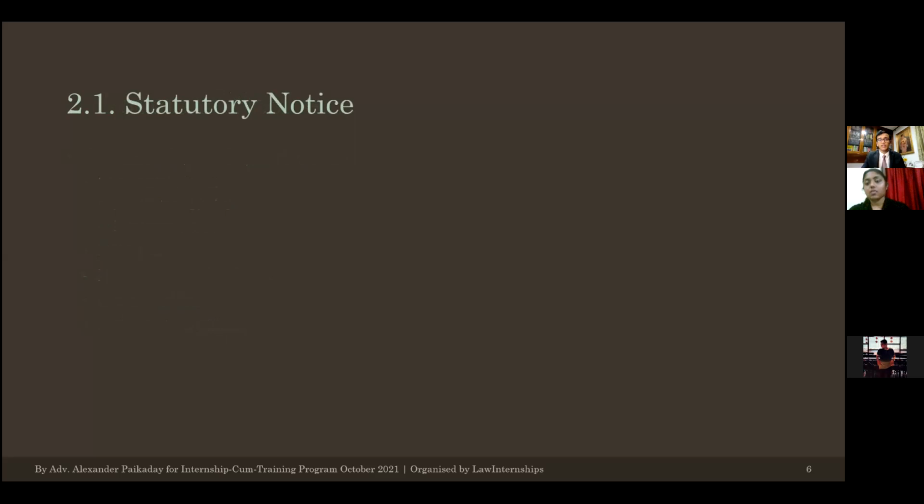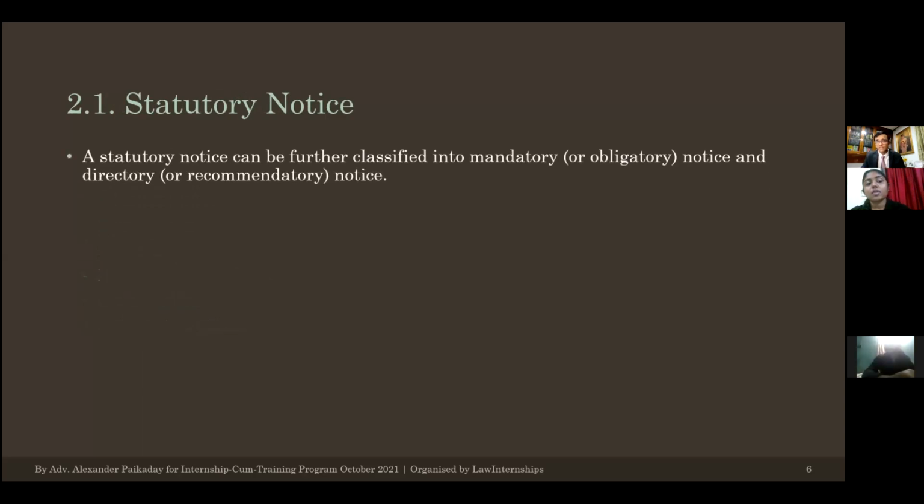Now, what is a statutory notice? A statutory notice is when a statute or an enactment requires sending a notice as a condition precedent to institution of a legal proceeding. Such a notice is called a statutory notice. Now, that has been divided into 2 parts, that is mandatory or obligatory notice, and second is directory or recommendatory notice. Now, what is a mandatory notice? All mandatory notices are statutory. However, all statutory notices are not mandatory.